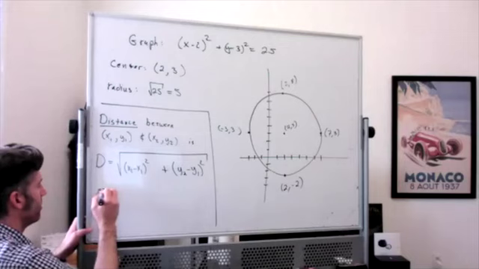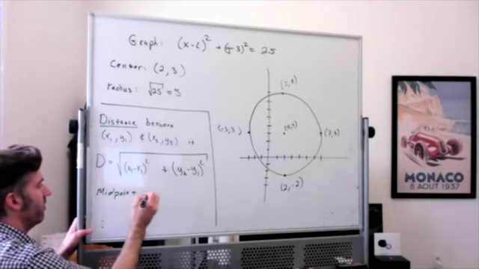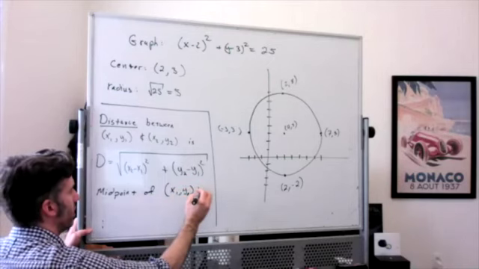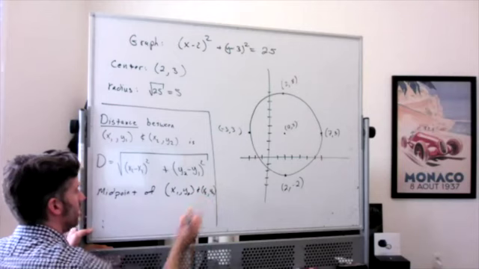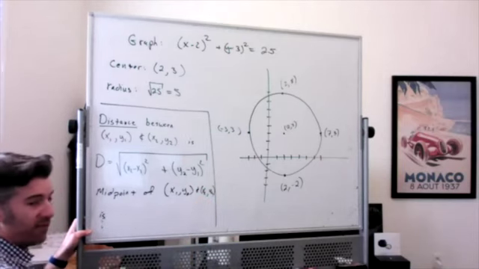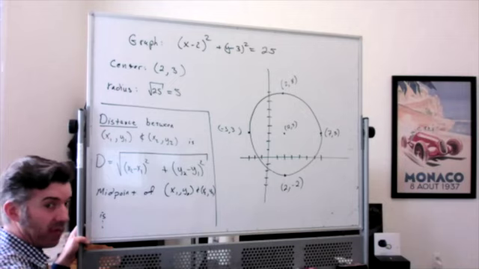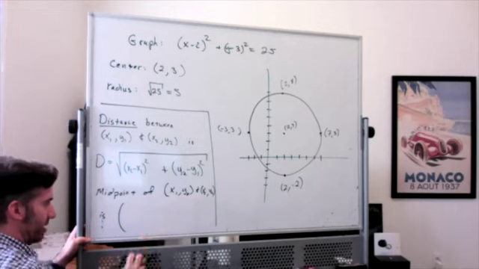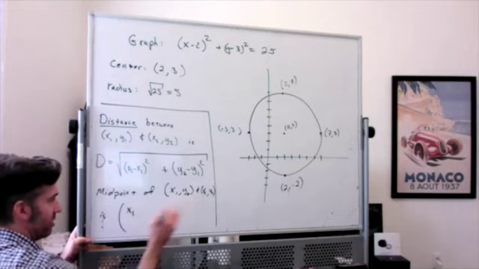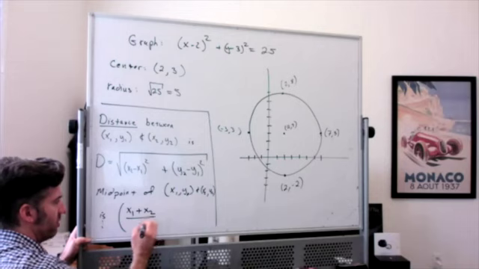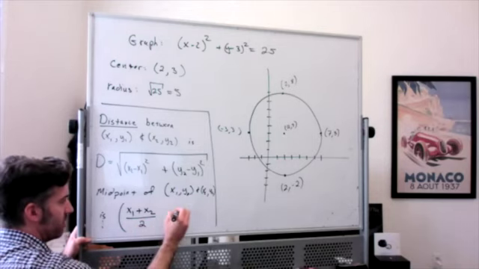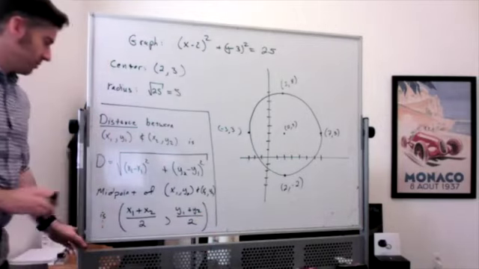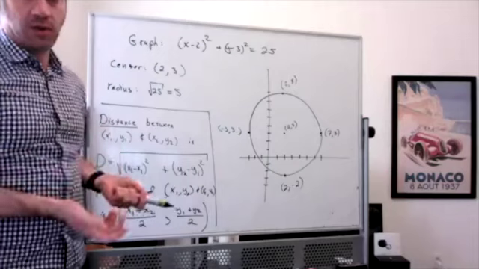And the midpoint of those 2 points, x1, y1 and x2, y2, is given by, so when I think of the midpoint of 2 points, I really think about the average of those 2 points. So you average the x coordinates. The average of x1 and x2 is x1 plus x2 divided by 2. And the same thing for the y's, y1 plus y2 divided by 2. So those are 2 things that come up quite a bit.